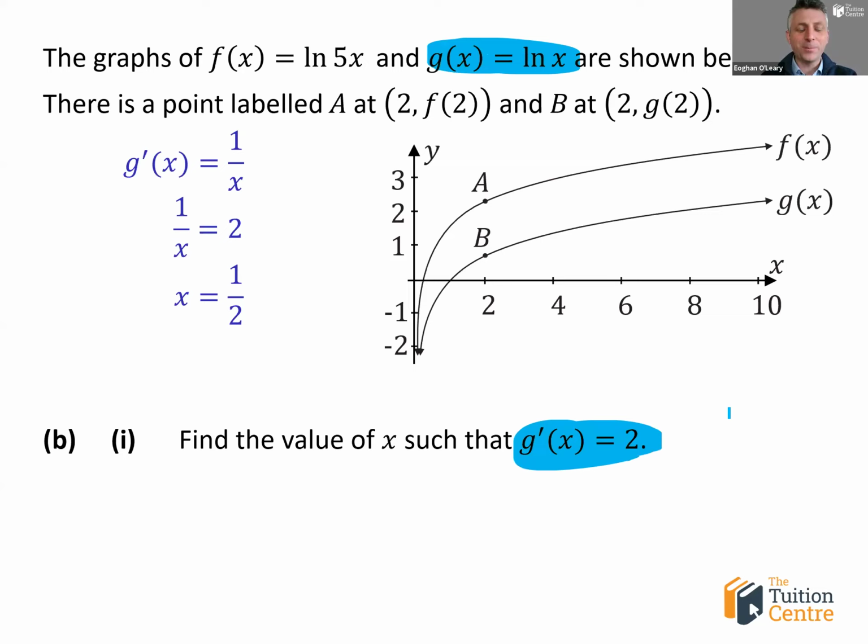Now I bet you, I'm looking down the camera at you, I bet lots of you didn't get that right inside the exam. Am I right? But you're looking at it now saying, how did I not get that right? The reason is you read the question, find the value of x such that g dash x equals 2, and you say, well, I've got to know what to do about that.